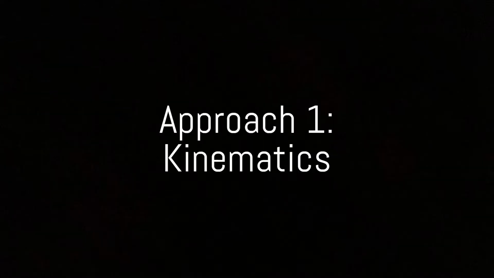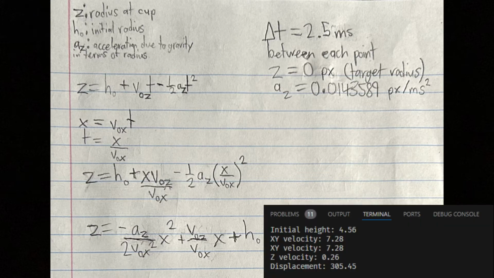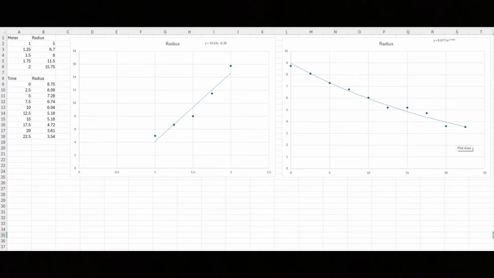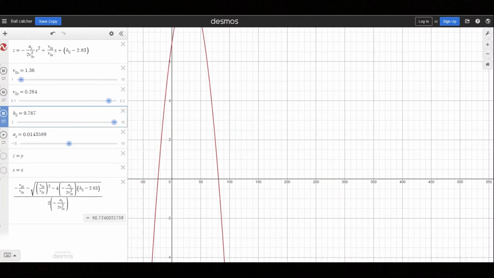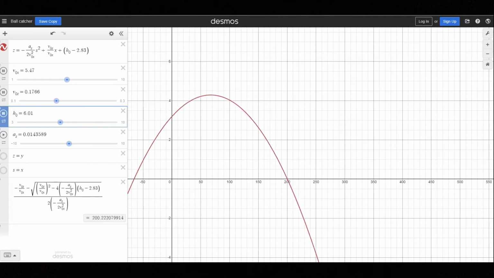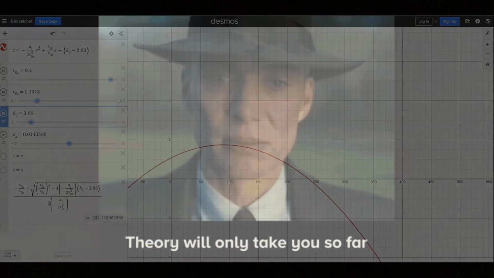My first approach was to derive an expression for the radius of the ball in terms of the initial xz velocities and acceleration of the radius due to gravity, which I calculated experimentally. It turned out that calculating velocity data from a $15 webcam produces way too much noise in the data that multiplies rapidly in an exponential function.